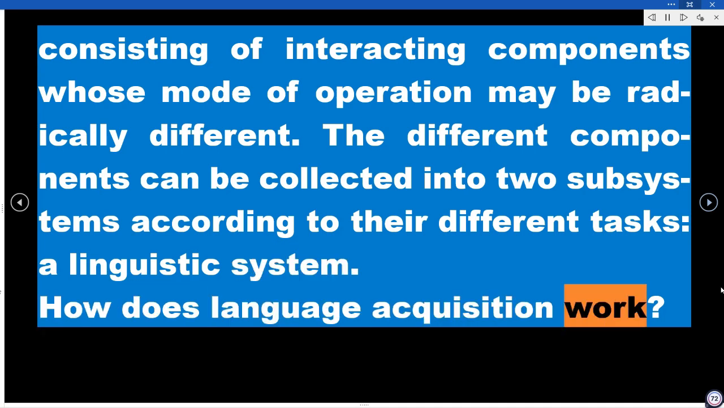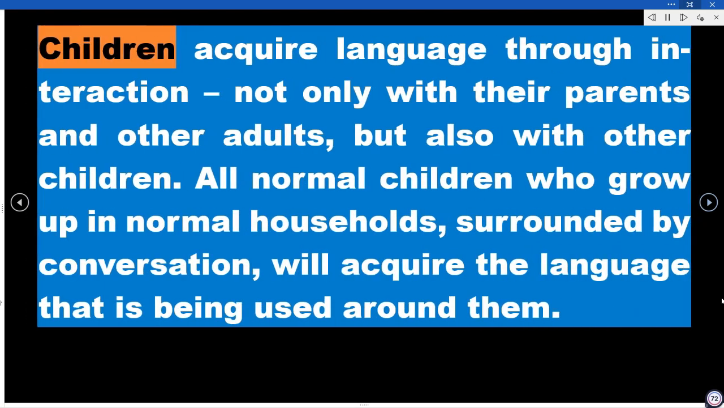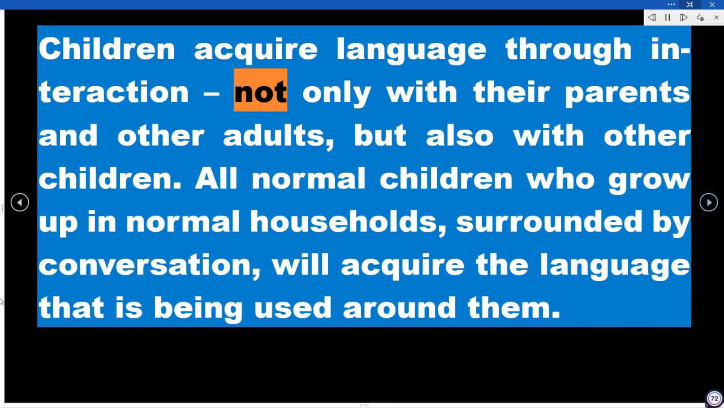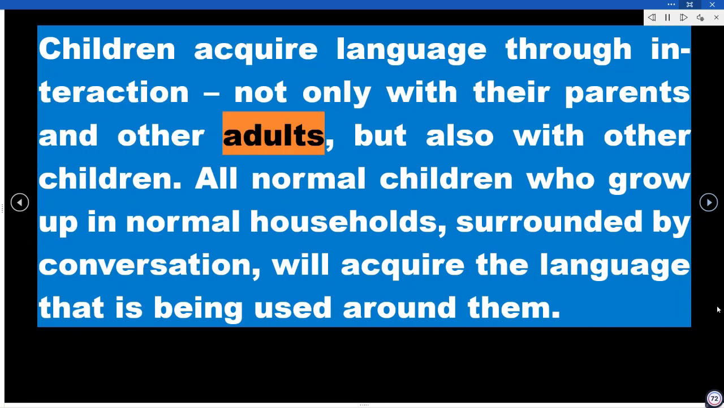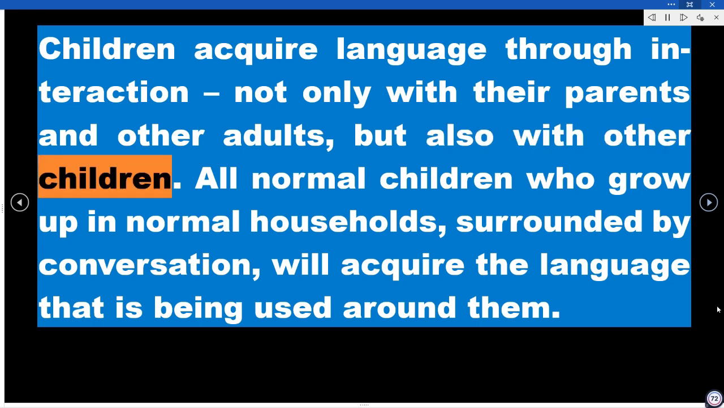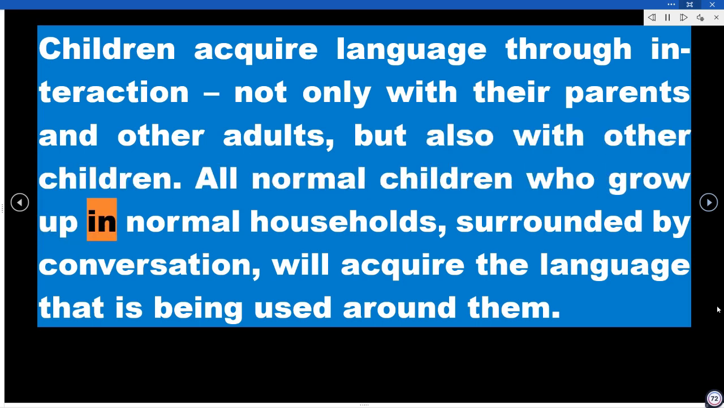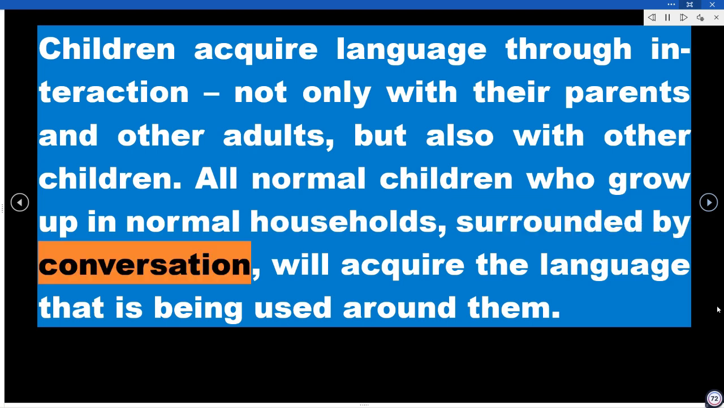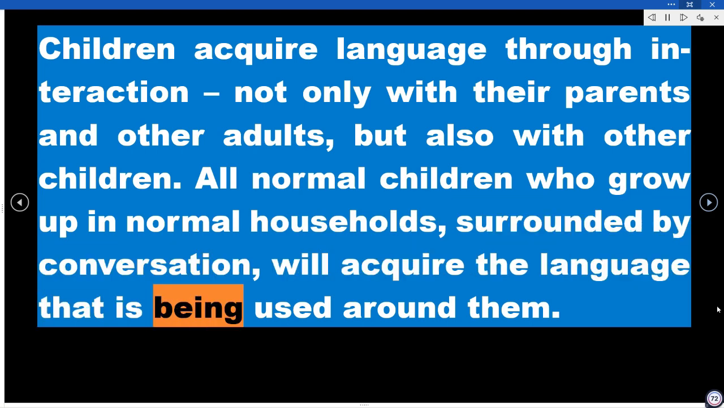How does language acquisition work? Children acquire language through interaction, not only with their parents and other adults, but also with other children. All normal children who grow up in normal households, surrounded by conversation, will acquire the language that is being used around them.